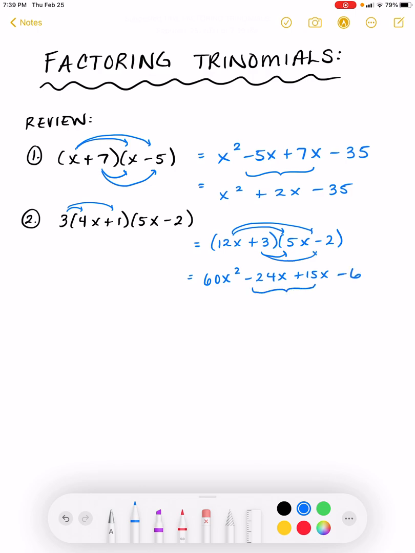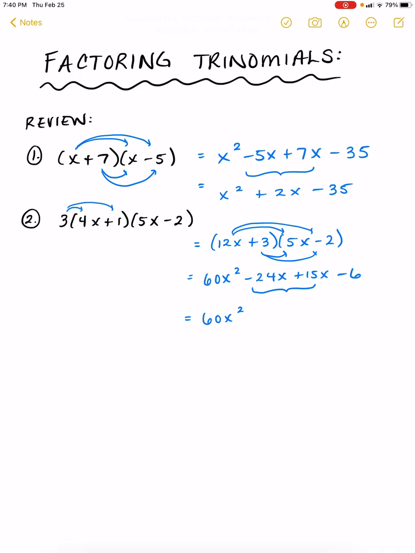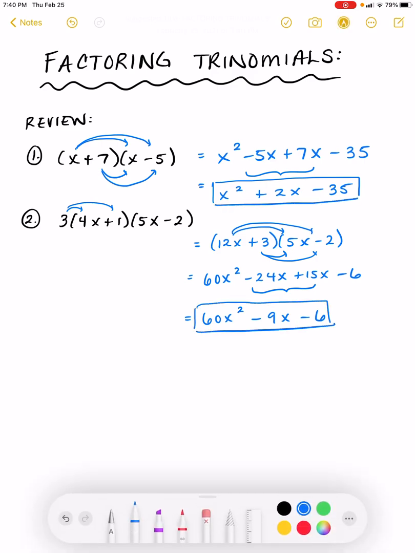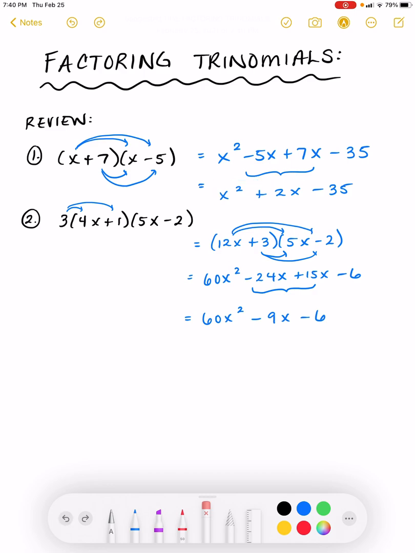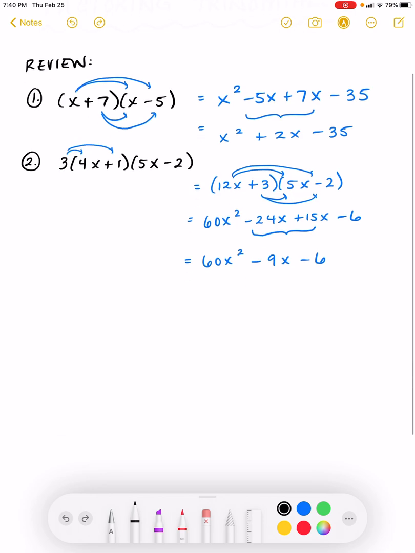Again, what we see is these two middle terms can combine like terms. A negative 24 and a 15 is going to make negative 9x minus 6. So these are the two answers right here: this trinomial, and this trinomial right here. That actually leads us into what we're going to do today. We are going to start with the trinomial, and we're going to go backwards and figure out how to break it into those two parentheses. And that's what factoring is.